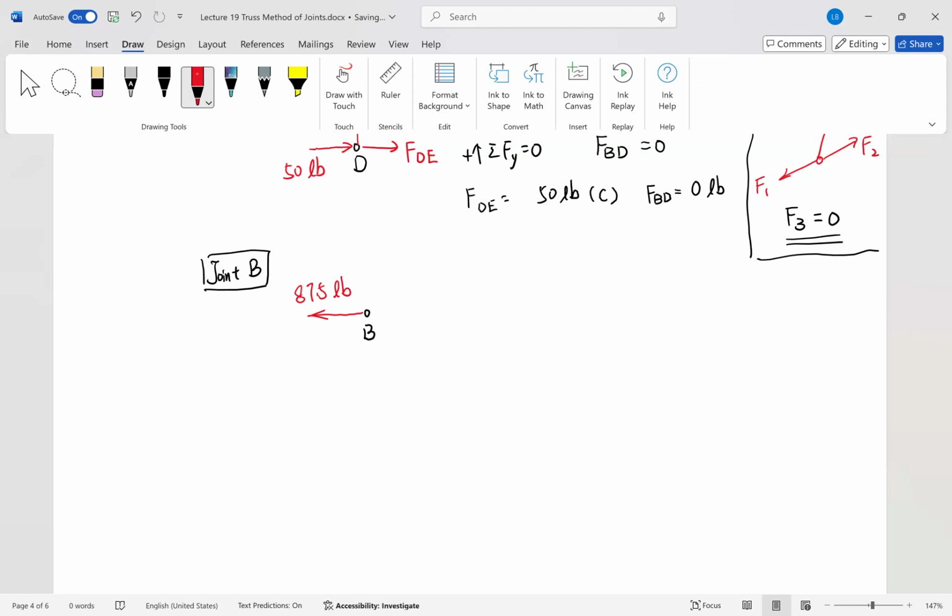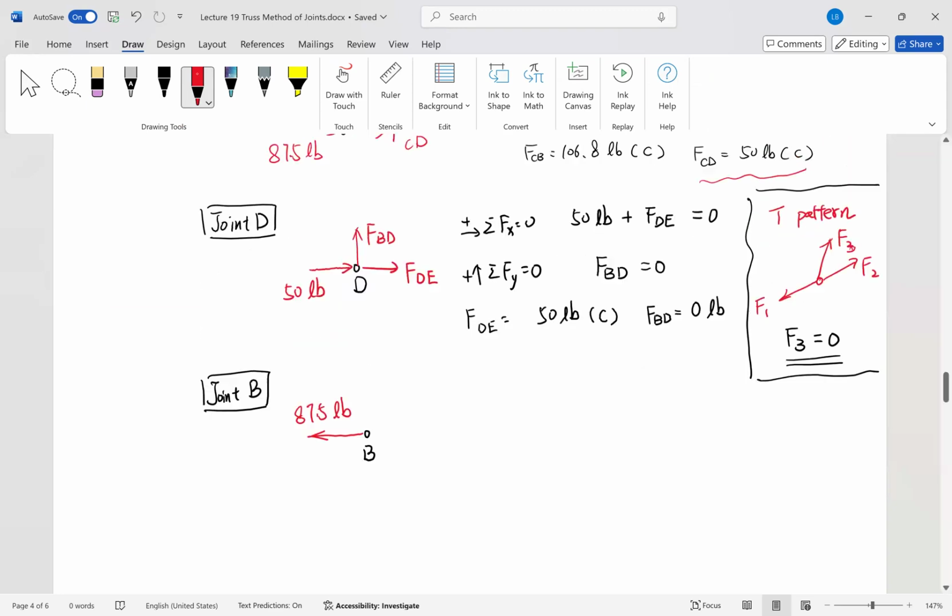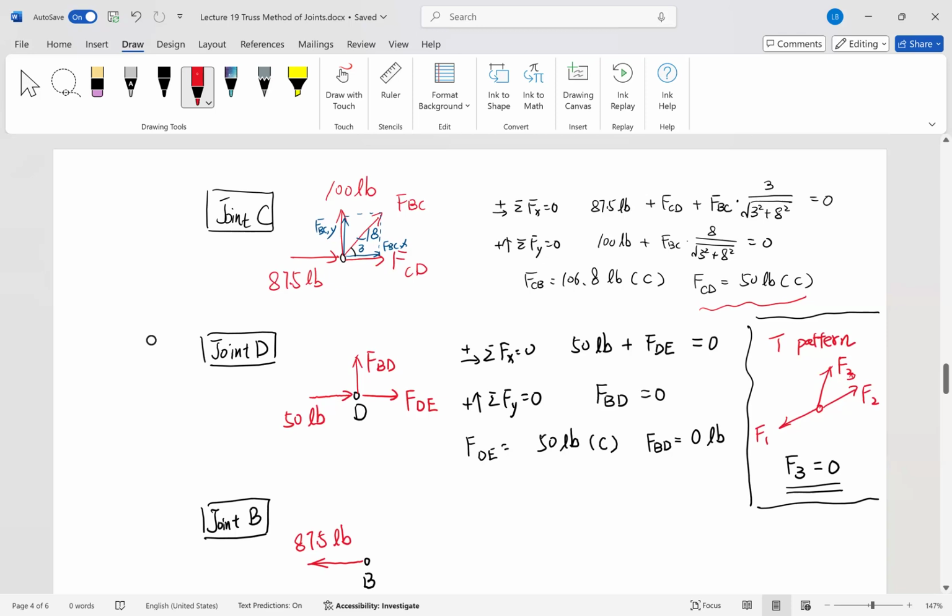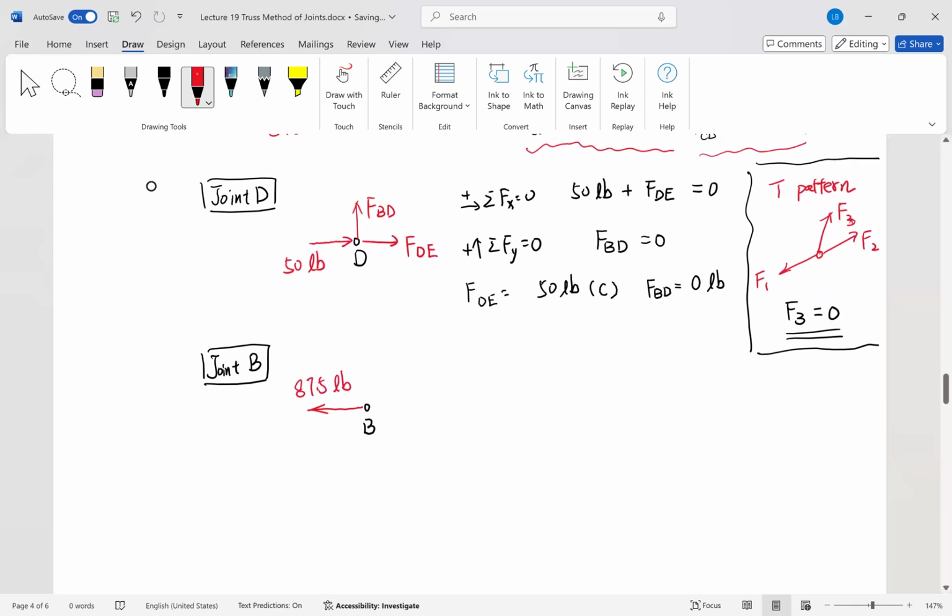What else here? We should also have member force BC here, right? And do we know that? Yes. We know that member force BC is 106.8 pound and it is compression, right? Since it is compression, it should be going towards our joint. And it is 106.8 pound. And do we know the direction?